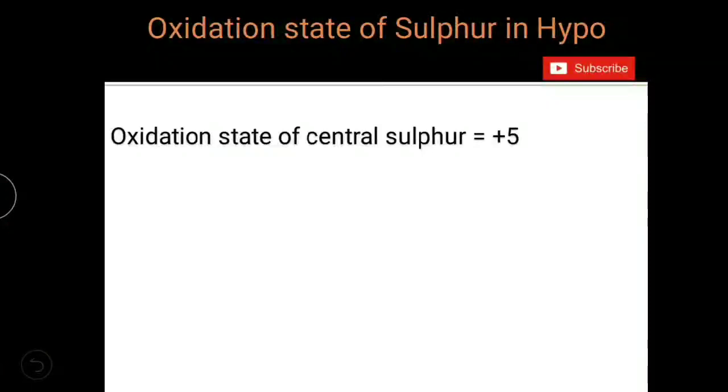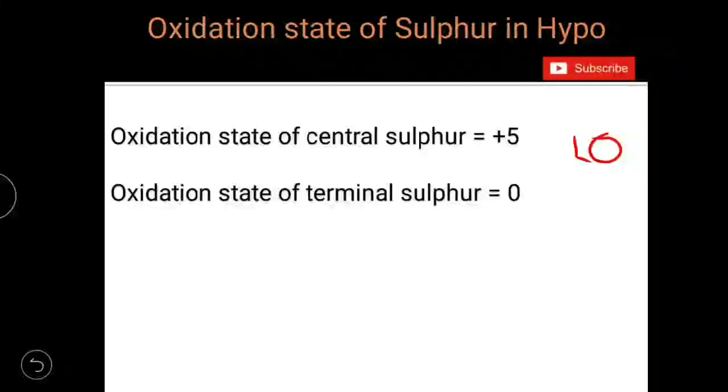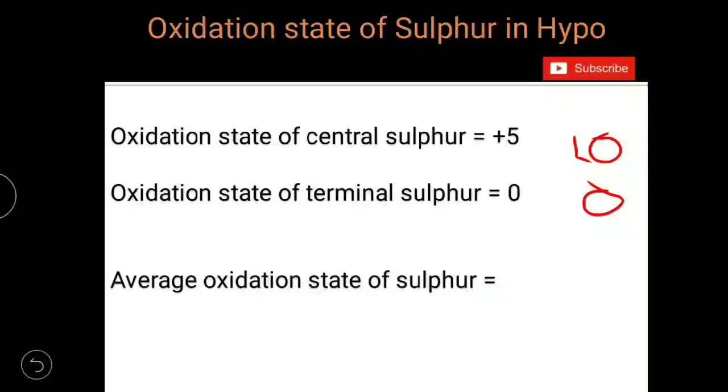So the oxidation state of a central sulfur atom is plus 5. You got 2 central sulfur atoms, so the total is 10. And the oxidation state of terminal sulfur is 0, and you have 2 terminal sulfur atoms, but for both it is 0. So if you want to find the average oxidation state of sulfur, the total is 10 by 4 sulfur atoms. 10 by 4 is equal to 2.5. So the average oxidation state of sulfur in Na2S4O6, which is a product of the reaction between hypo and iodine, is 2.5.